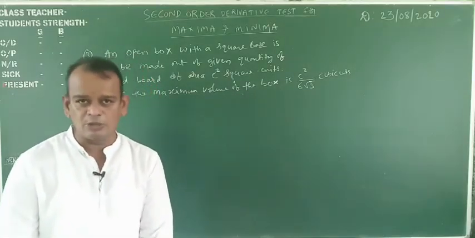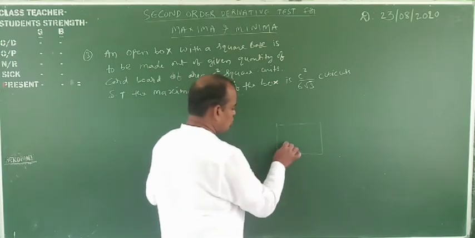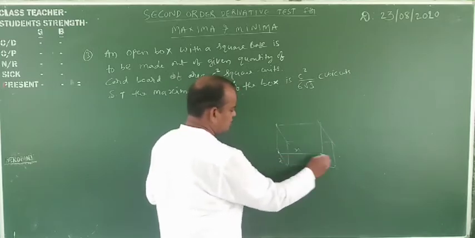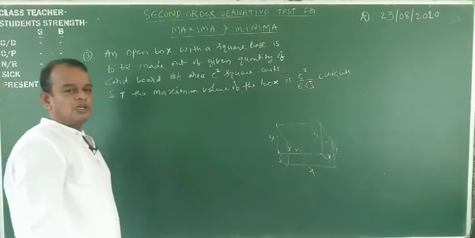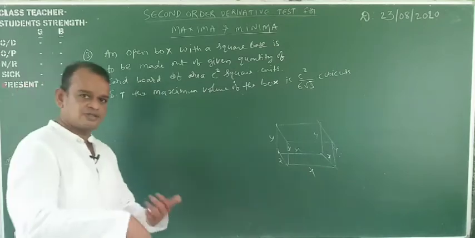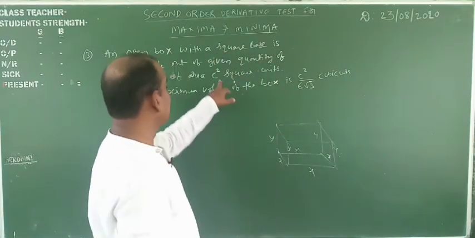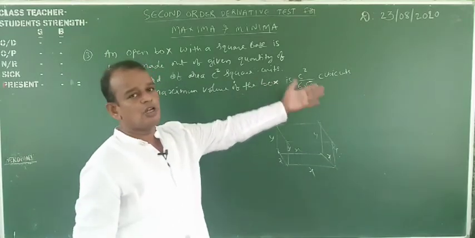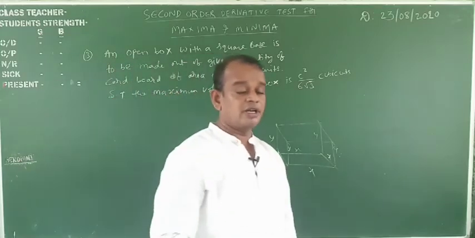Here the function is the volume. Okay, my dear students, now we will take the open box with a square base, the remaining sides vertical, with height y. What is the area? The base is a square, x square, and the remaining 4 sides are rectangles, xy each, so 4xy. x square plus 4xy is equal to c square, as given. The volume is x square into y. To show that the volume is maximum, the second order derivative must be negative.